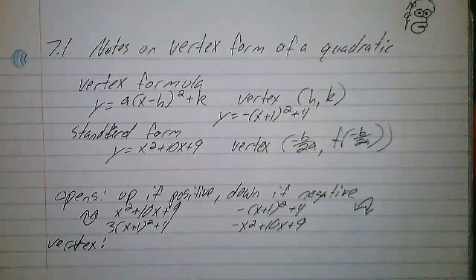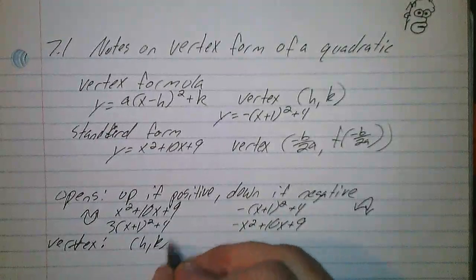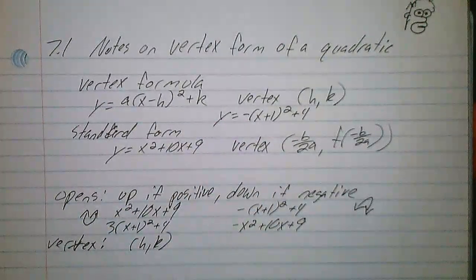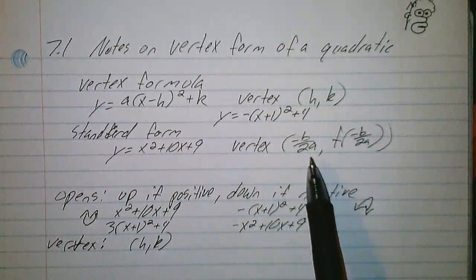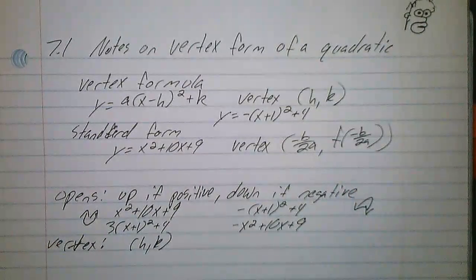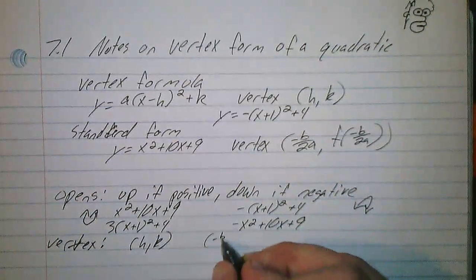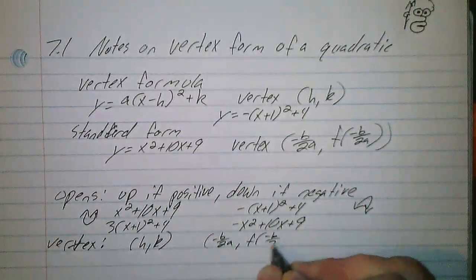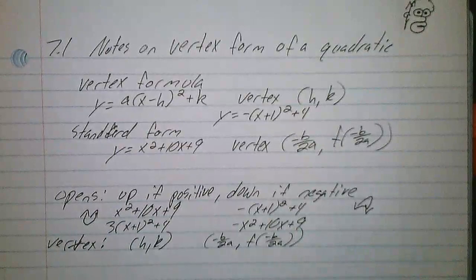Next we have the vertex again. Vertex is (h, k) in vertex form, or the negative b over 2a and then plugging that in, depending on which form you are given your quadratic in.